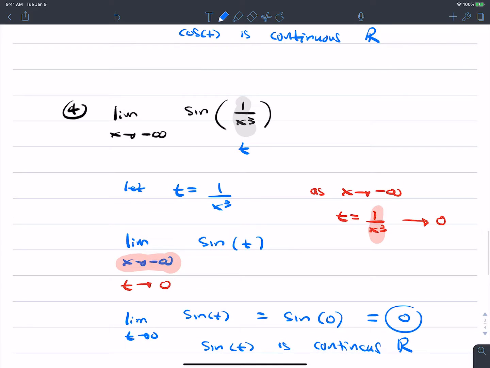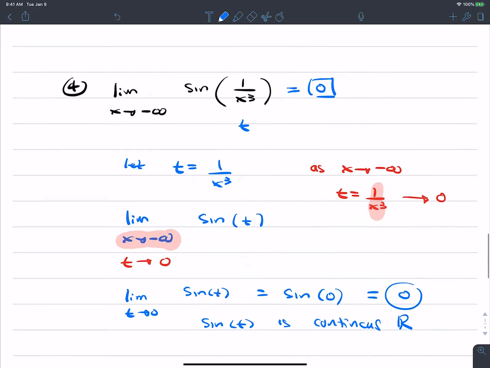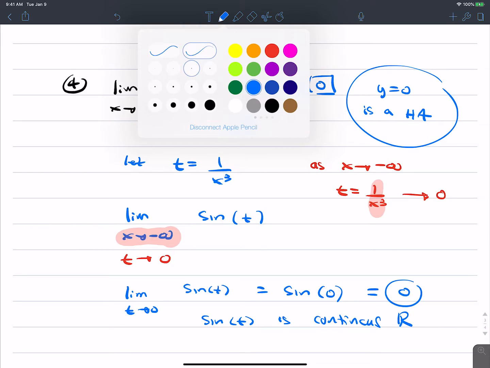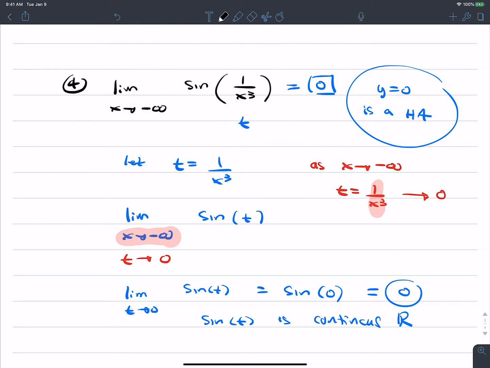So this is going to be equal to 0. Now remember, because this is finite, what does that actually mean? We say y equals 0 is a horizontal asymptote. That's our conclusion. Okay, you guys okay with that?